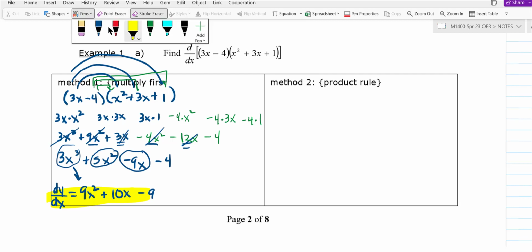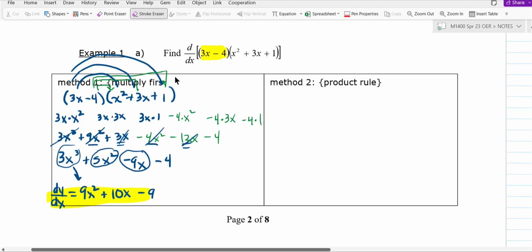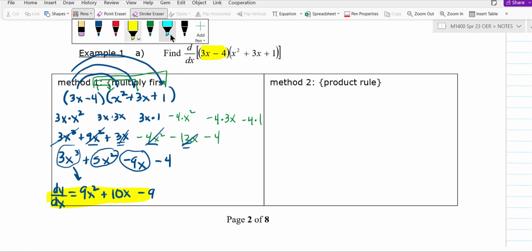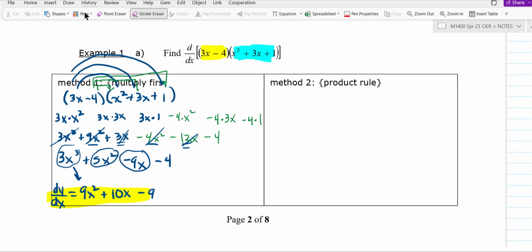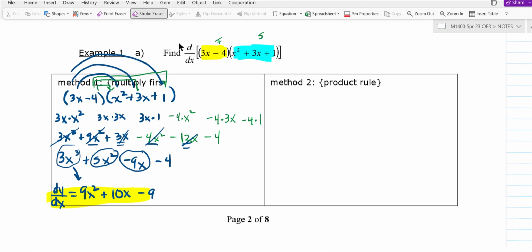I'll try to highlight this like this. So this I'm going to highlight, that's the first. And here's the second, like that. And then a good way to start when you learn this is just write down the rule. So first times derivative of second plus second times derivative of first. That's what we're going to do, okay?